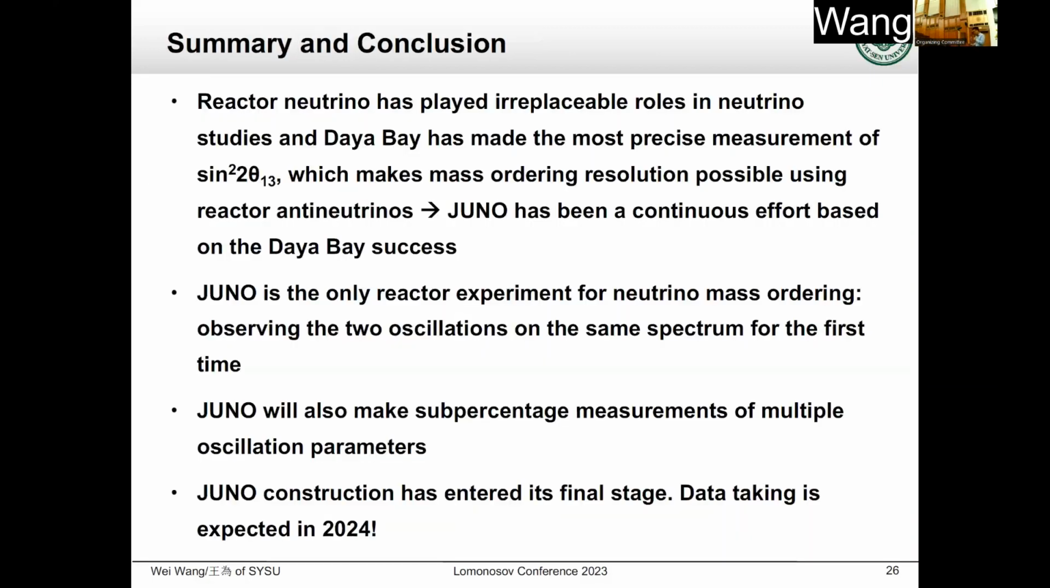So let me summarize. Reactor neutrino has been indispensable, irreplaceable in neutrino physics, with many contributions. And Juno is using two oscillations on the same spectrum, trying to identify the neutrino mass ordering. And this is the only experiment in the world using reactor neutrinos. Juno will also make precision measurements for three of the oscillation parameters, and this is the only experiment doing this in the foreseeable future. And Juno construction has entered its final stage, and we are expecting data next year. So thanks for your attention.